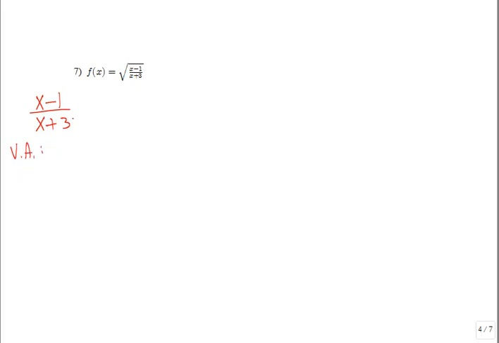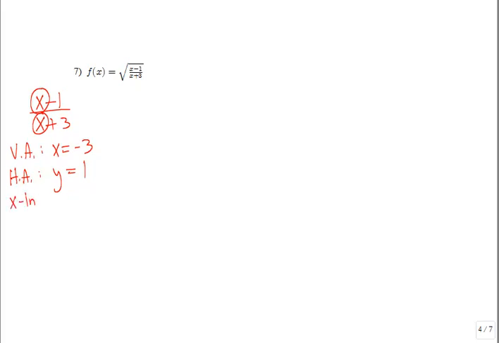So where does that denominator want to be 0? At -3. So you're going to have a vertical asymptote at -3. How about horizontal asymptotes? Well, horizontal asymptotes occur at the dominant term on top over the dominant term on bottom, and those are going to cancel out to a 1. So we're going to have a horizontal asymptote at +1.